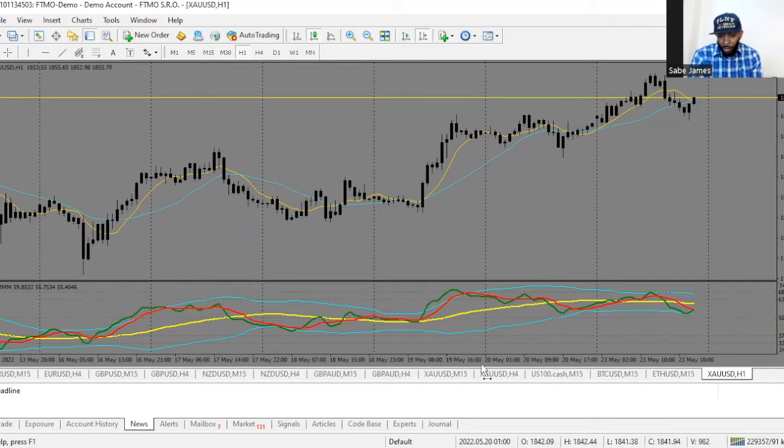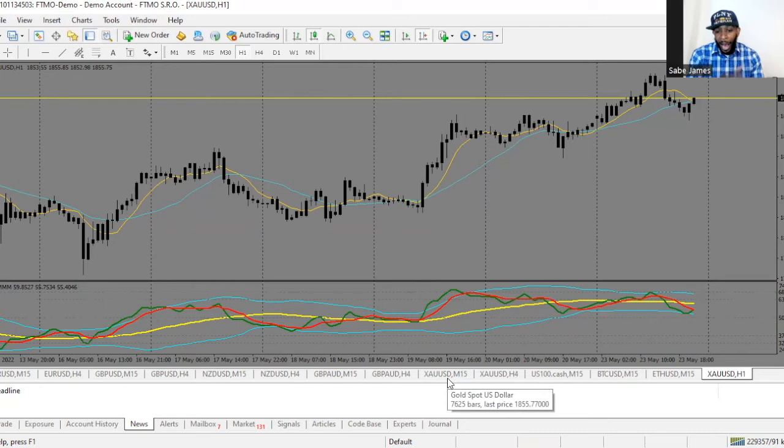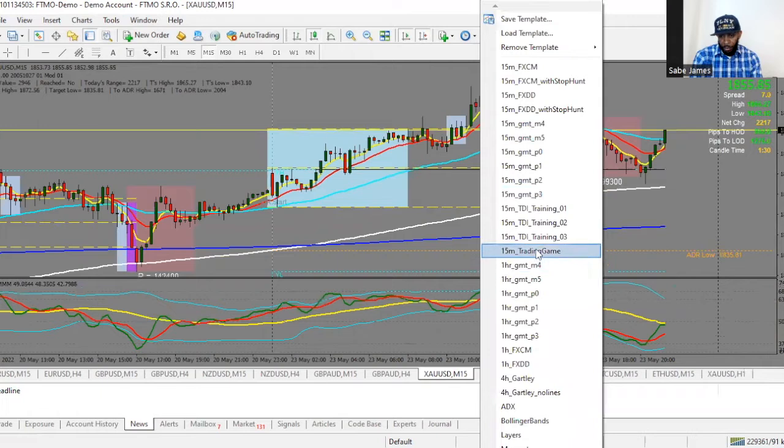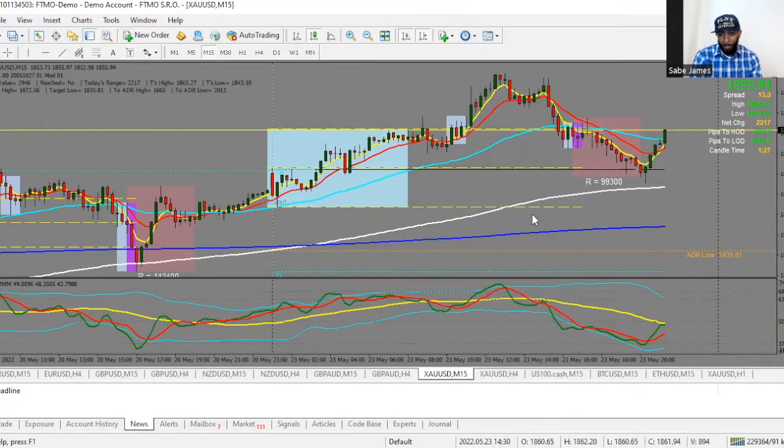When you get the software, I use this chart here. This is called the 15-minute trading game. This is the chart I use when I want to make my entries and exits, and where I do my final analysis. It's very busy, but I need busy charts because that helps me get a full picture of what's what.